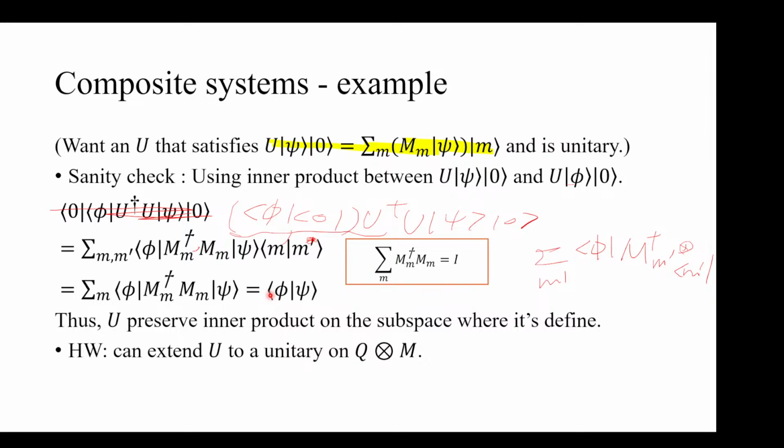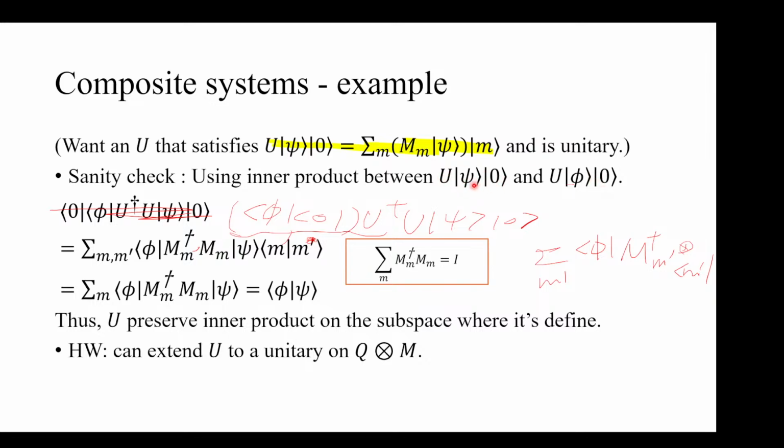Any questions so far? Yeah, this is a much more complicated calculation than I kind of expected. But you see that we use all the tensor product rules to do this calculation, and the end result shows that our definition of U on psi 0 makes sense, because it preserves the inner product for every possible state psi 0.